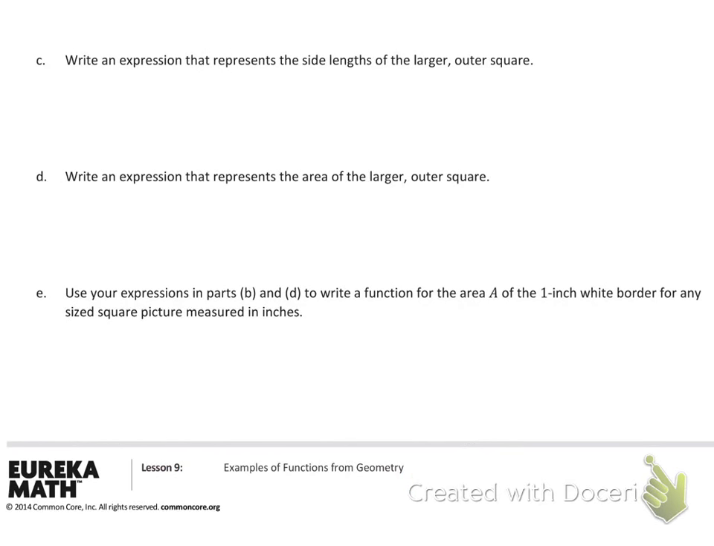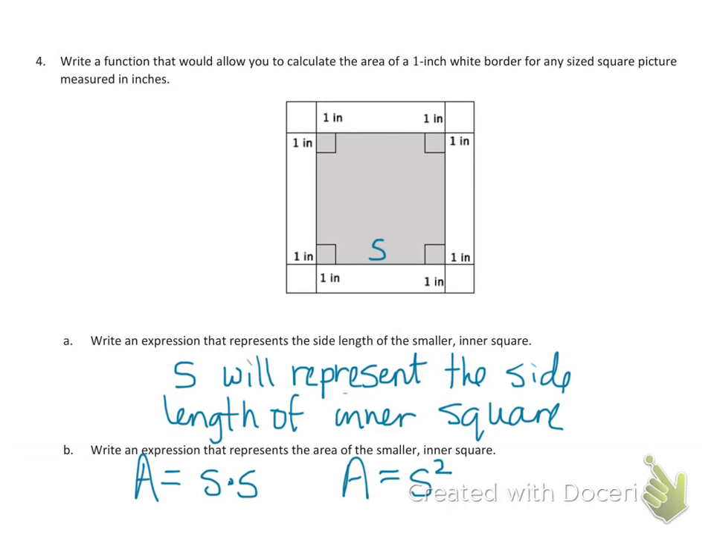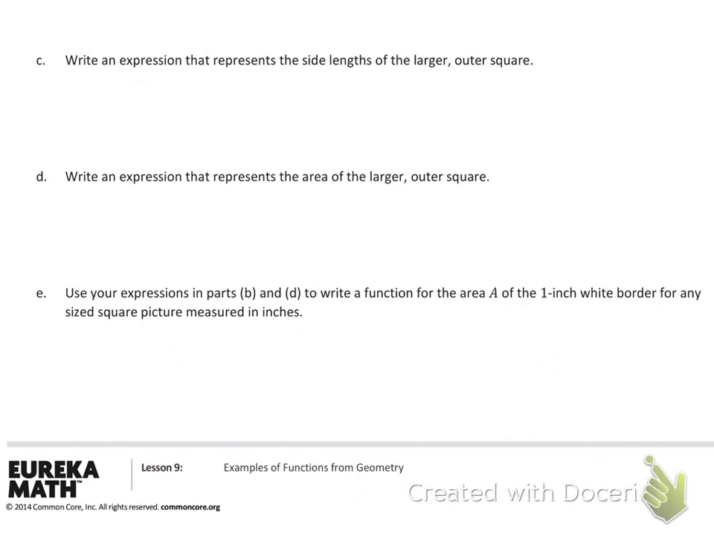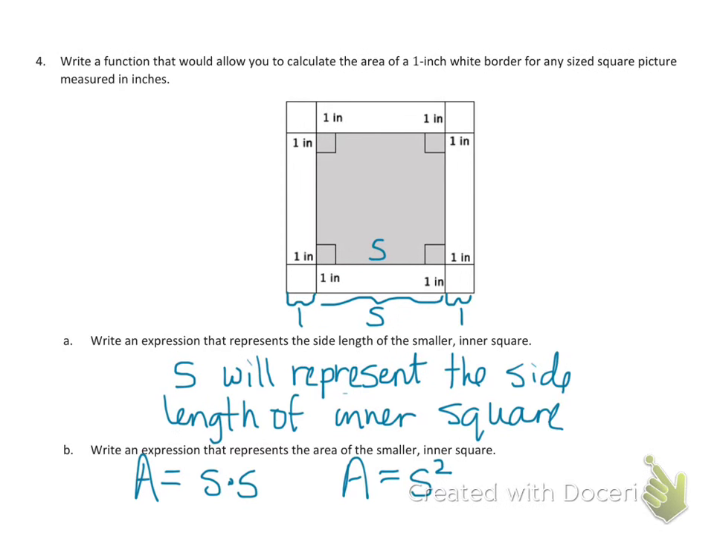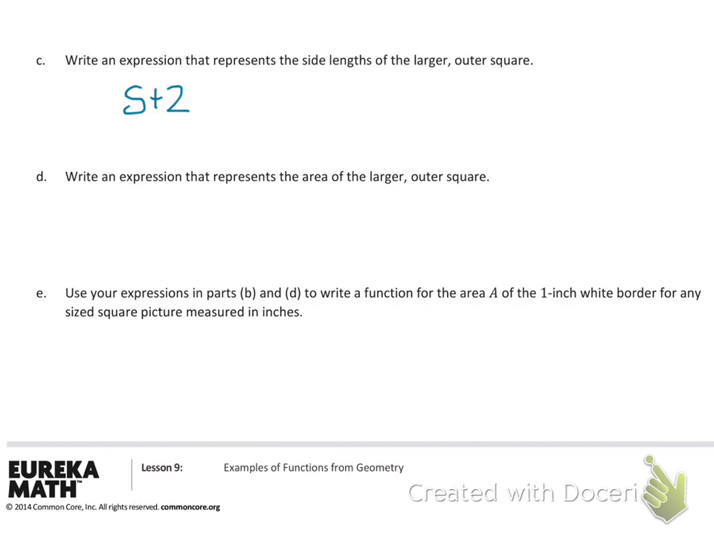Okay, so write an expression that represents the side lengths of the larger outer square. So let's look at that. So we've got, once again, this dimension is S, this is 1, and this is 1. So the expression that represents the side length of the larger outer square would be S plus 2, as we've got 2 inches on the sides and S in the middle. Okay, so now we can use that expression and answer part D.